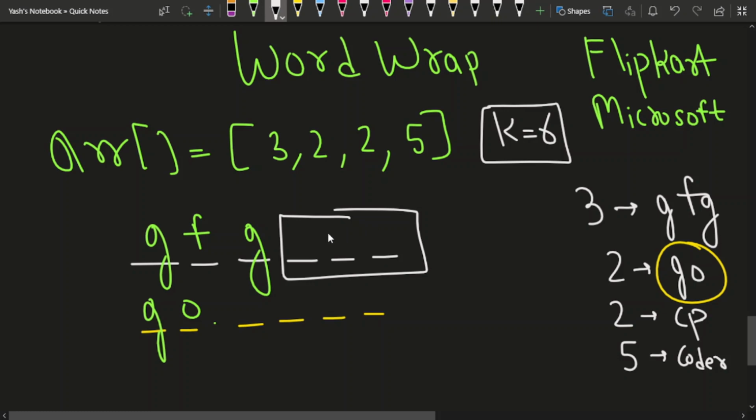So in that case 3 remaining characters were there, 3 remaining spaces were there, right? So in that case I can say that the cost will be 3 into 3, that is nothing but 9, right? So this is going to be the thing.